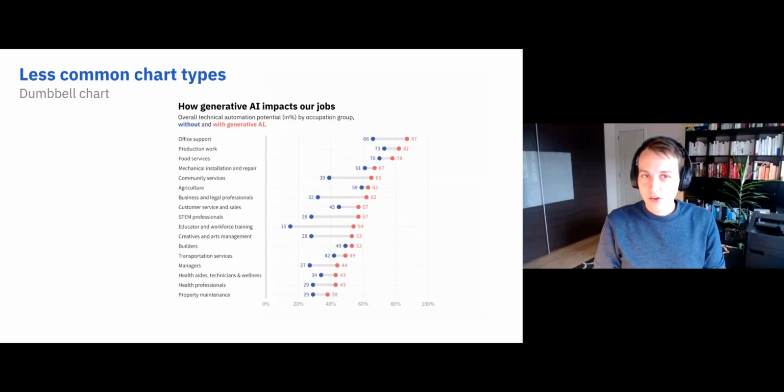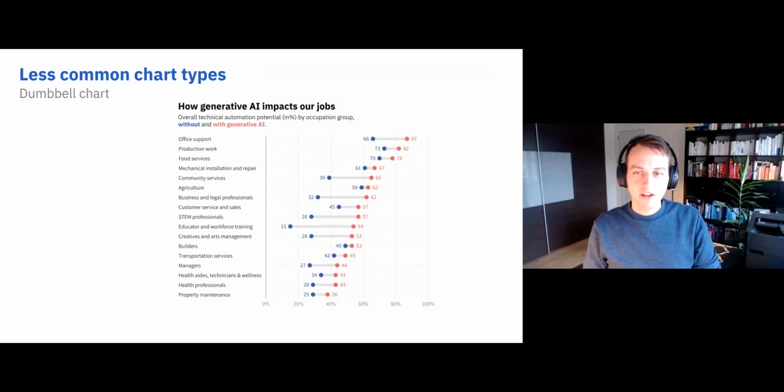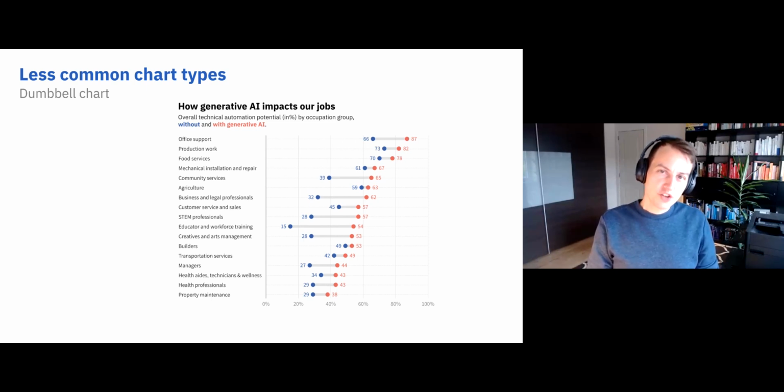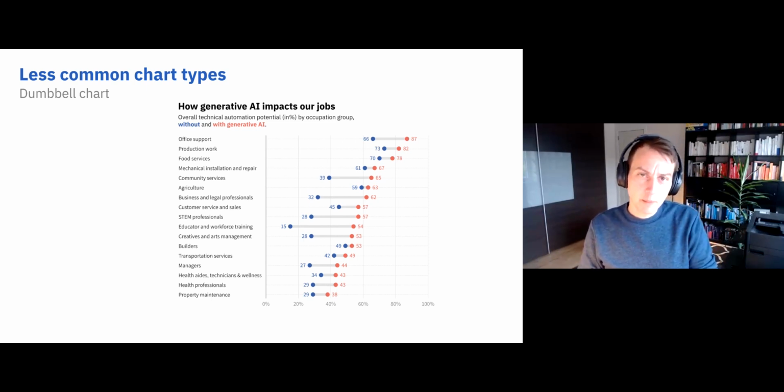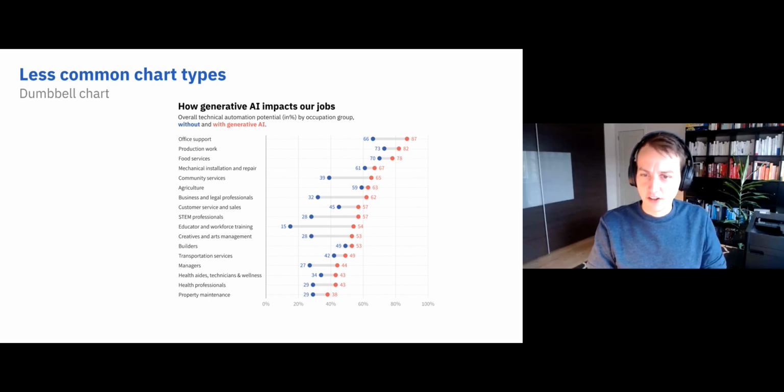And then if we are talking about comparisons between 2 situations or 2 groups or 2 points in time, I also like to use a dumbbell chart. A dumbbell chart is like the dot plot we have seen earlier, but we have 2 groups of dots in this case. We typically give them a different color and we connect them with a little bit of a line. For example, here we're looking at different jobs in the situation without and with the use of generative AI.